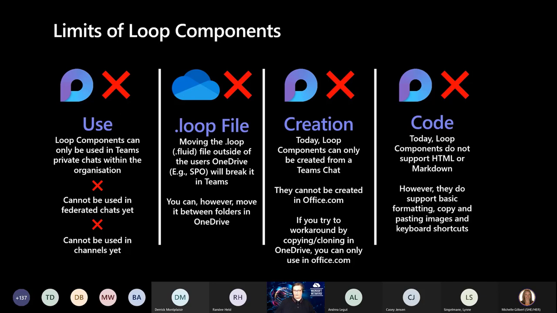If you take the Loop file away from OneDrive and move it to any other document library, so basically another OneDrive or SharePoint, it will break it. You can move it to a different folder inside your OneDrive, but if you move it outside your OneDrive, the component stops working inside Teams. You can still edit the component through office.com. I can copy the Loop file to SharePoint or Teams team files. If I try to open it inside Teams, I get an error. If I open it through SharePoint, it will open at office.com, and then I can edit it.